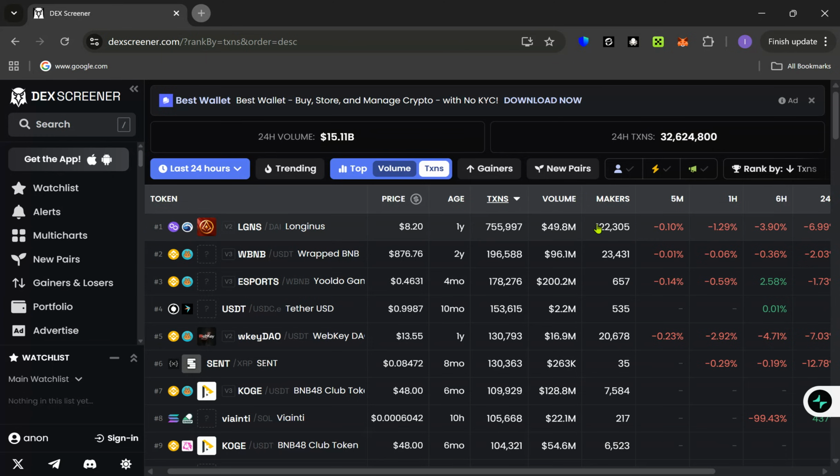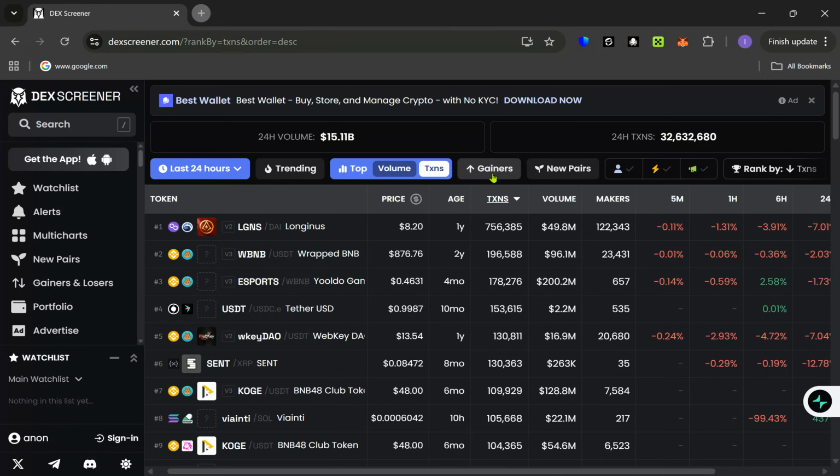If you look at this, they have over 755,384 transactions. So if you look, this one has only 100,096 something. So you can do it by transaction.